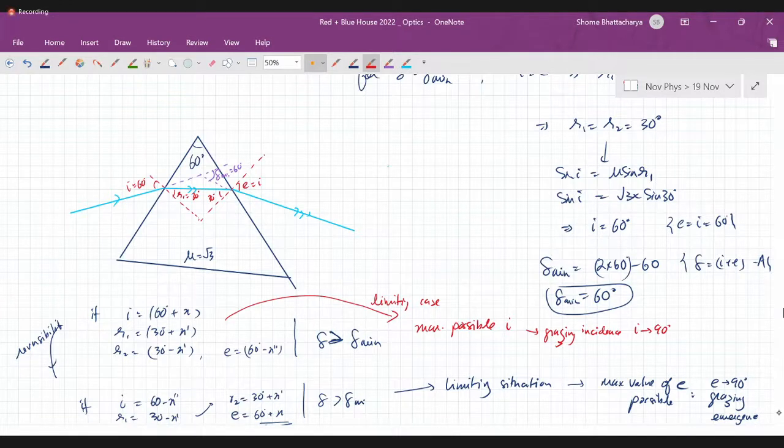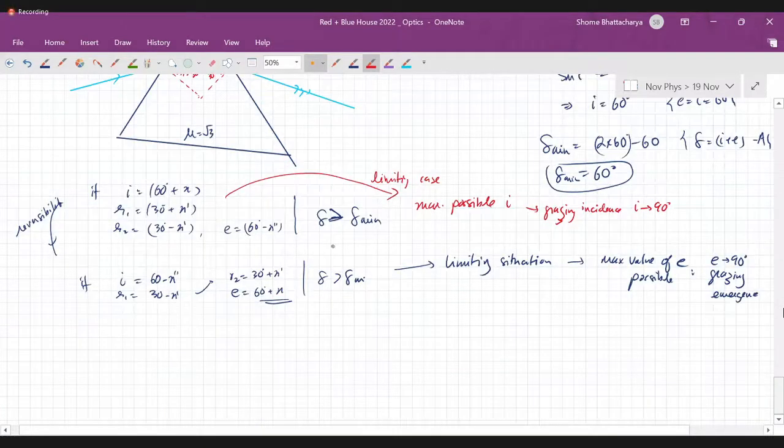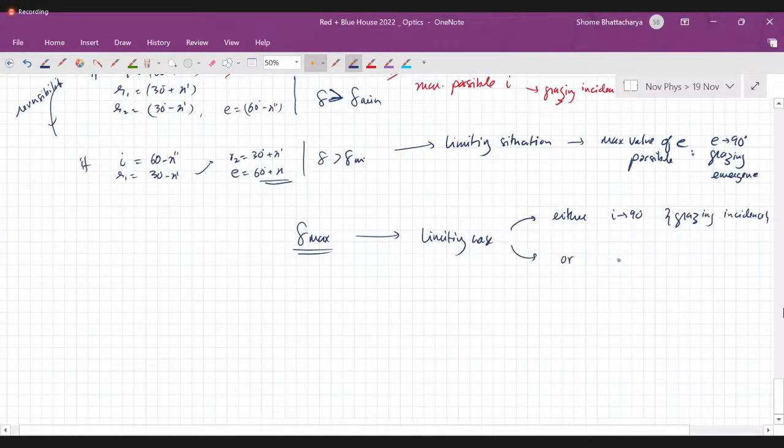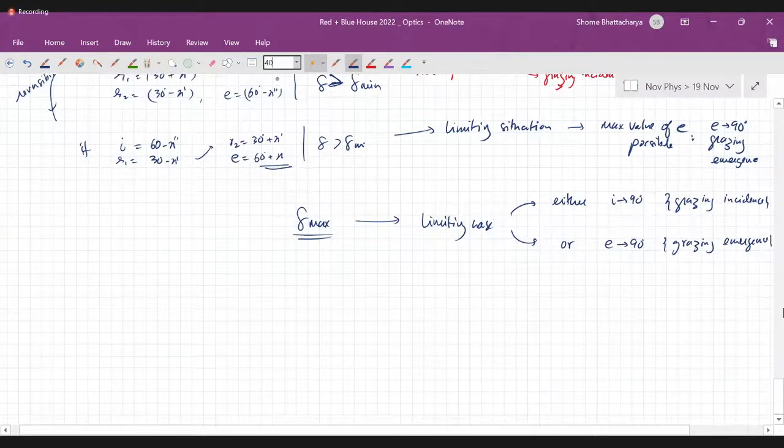So let's understand those two situations. Which is the limiting case of either I tending to 90 degrees, grazing incidence, or emergence tending to 90 degrees, which is grazing emergence. So just quickly make a note of this, then we will discuss this numerically through the previous example only, and I'll show you how this works out in terms of the graph.